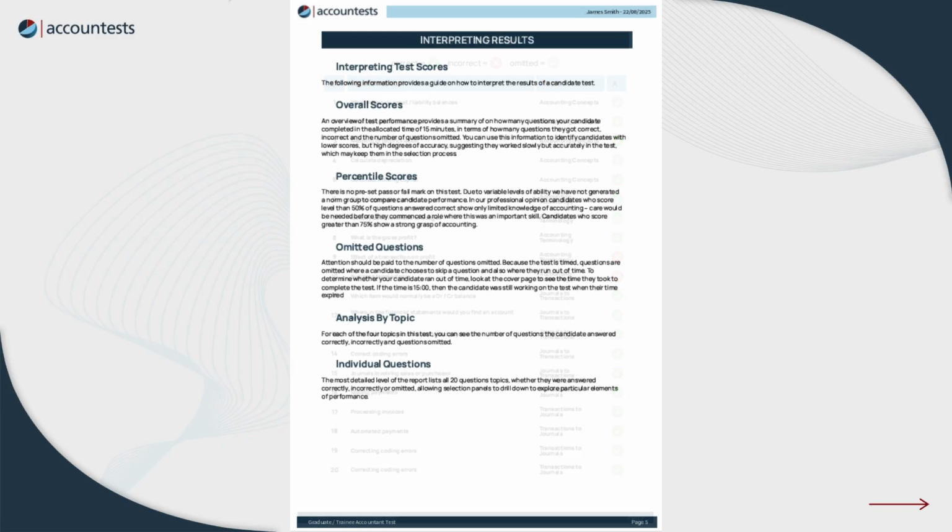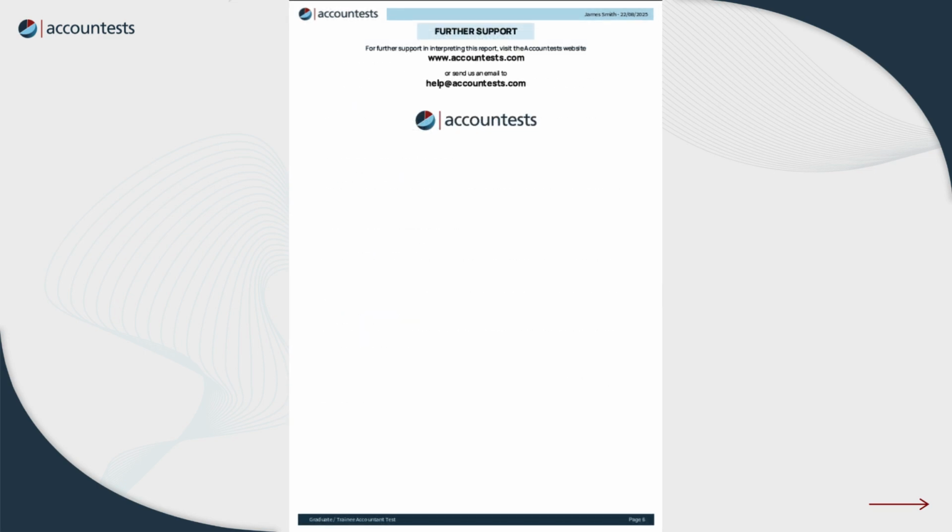The last page gives you some hints about interpretation, which is pretty much what we're doing here, and our contact details. So if you ever have any questions on a test report you've got in front of you or anything else you want to ask, don't hesitate to get in contact with us at help@accounttests.com.